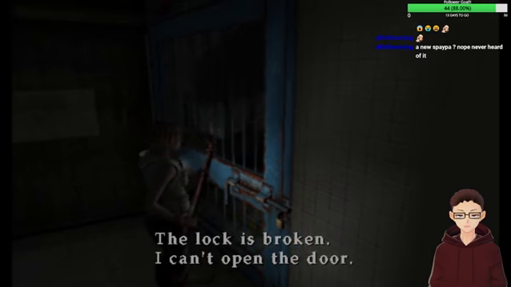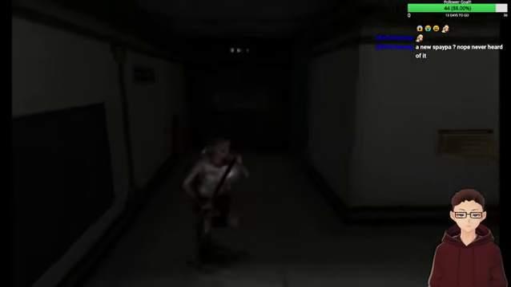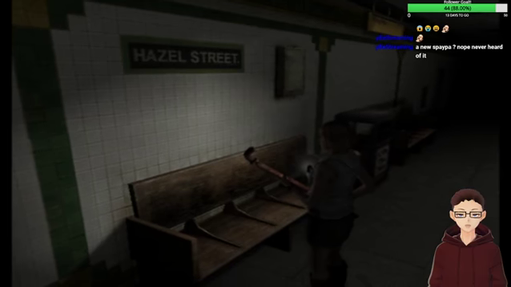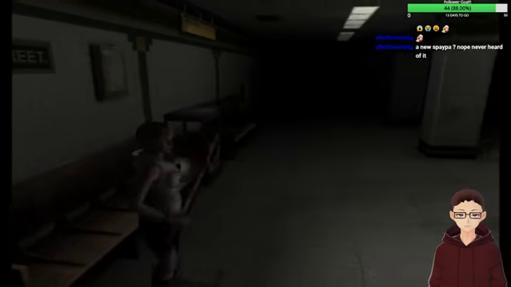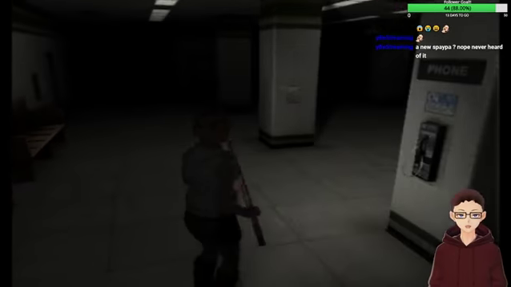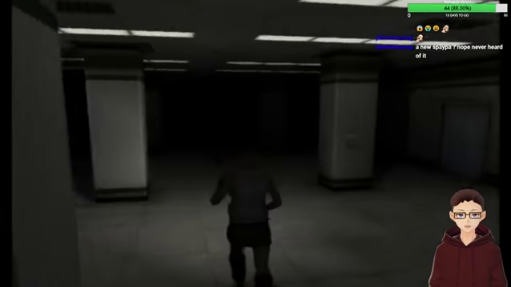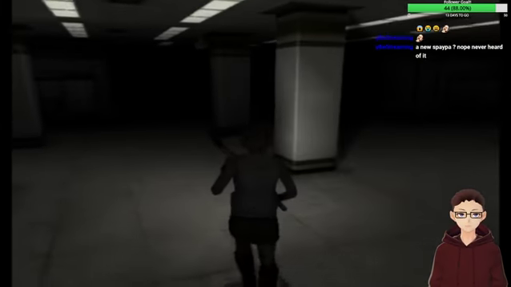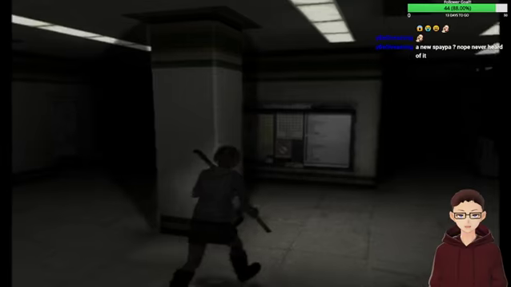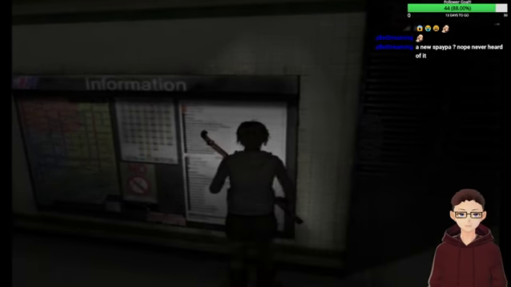Alright, and this one is probably, definitely broken. Oh! And this is Hazel Street. So this is the station where the dude jumped onto the tracks and died. Okay. That phone doesn't work. What was that, dinner? I can smell it. Dinner.